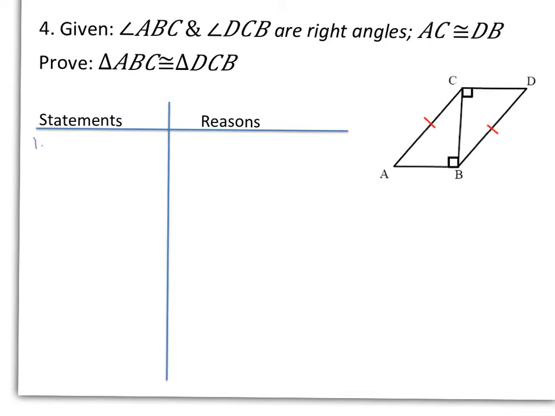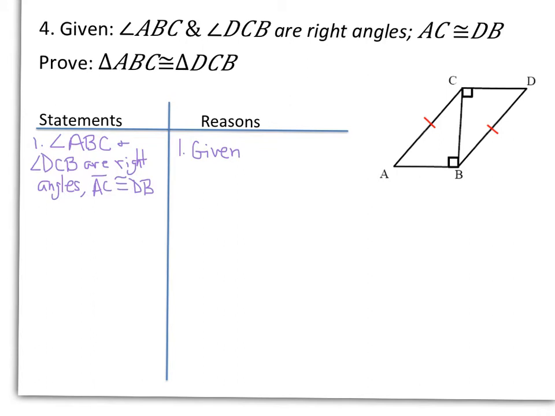So let's first write out our givens. So we have angle ABC and angle DCB are right angles. And AC is congruent to DB. So those are given. So right now we do have a pair of right angles, and we have one side congruent, which happens to be our hypotenuses. So we just need a pair of legs that are congruent.